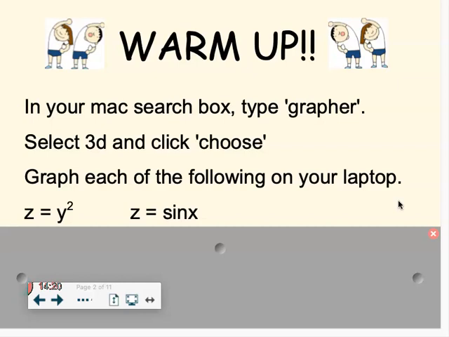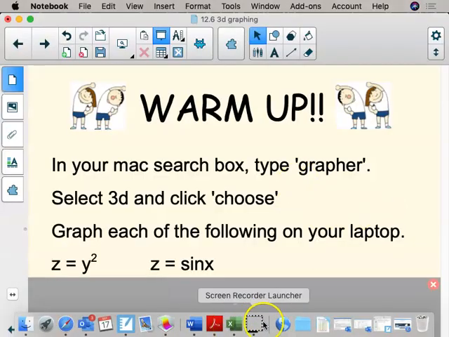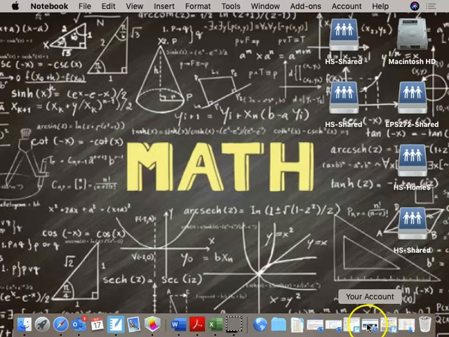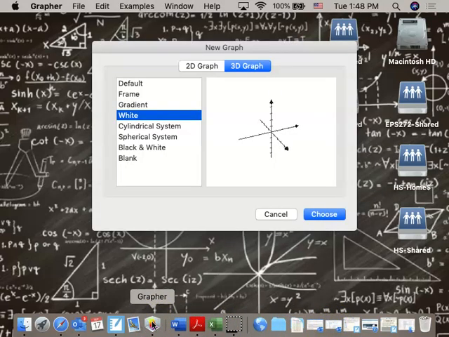All right? Okay. So, did everyone type Grapher? Do you guys have Grapher up on your screen? Now, when you go to Grapher, where's my Grapher? Here it is. Okay, when you go to Grapher, you pick 3D graph.